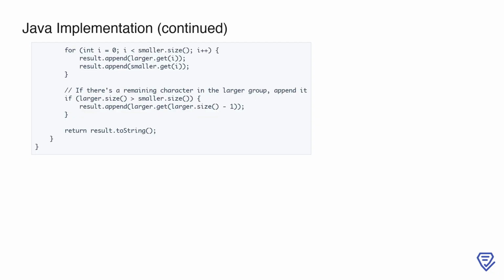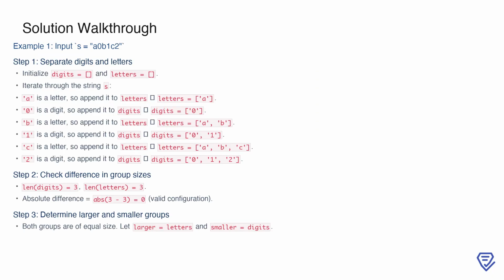The solution is efficient and ensures the string is reformatted correctly or returns an empty string when it's impossible to do so. To solve this problem, we start by separating the letters and digits from the input string. For the input s equals a0b1c2, we initialize two lists, digits to store all numerical characters and letters to store all alphabetic characters. We then iterate over each character in the string.